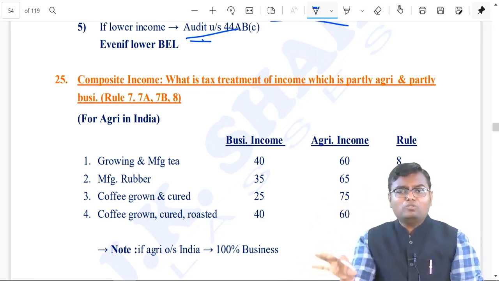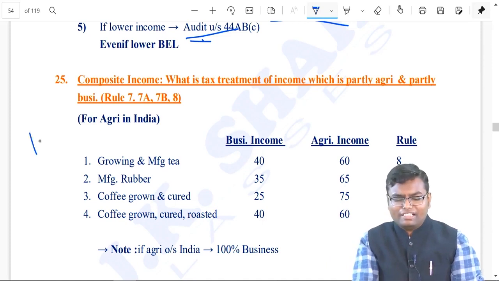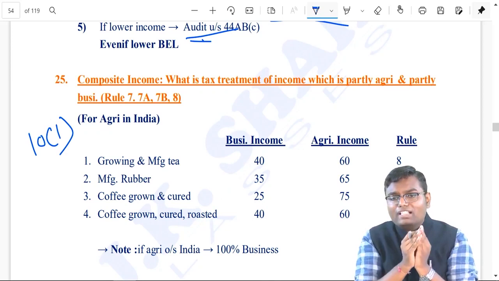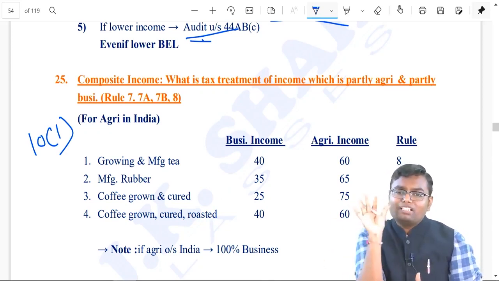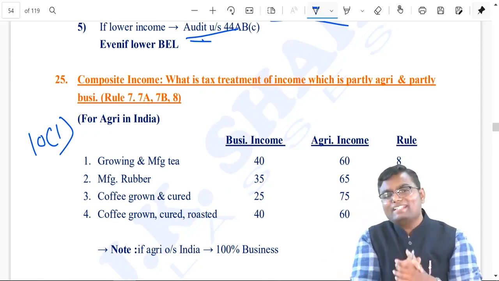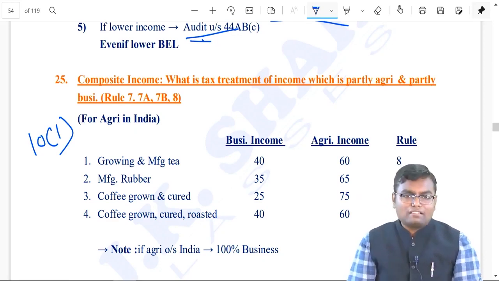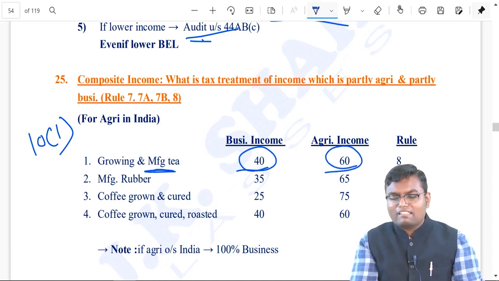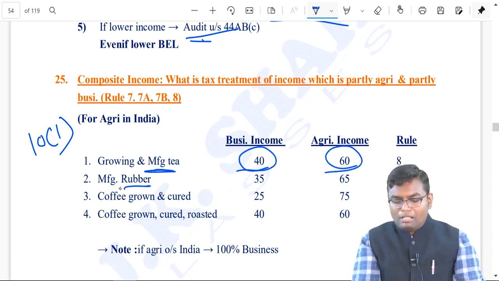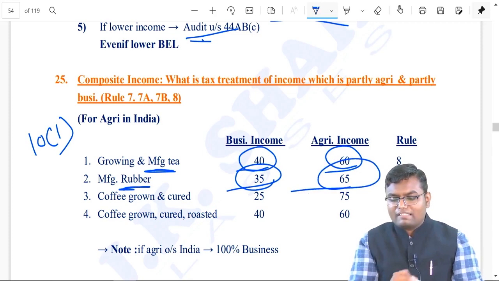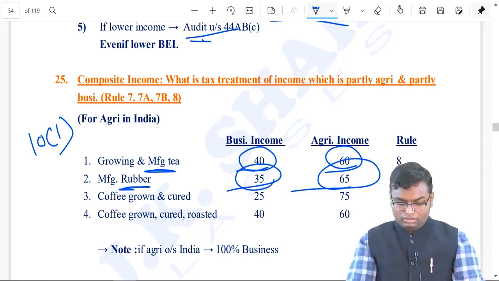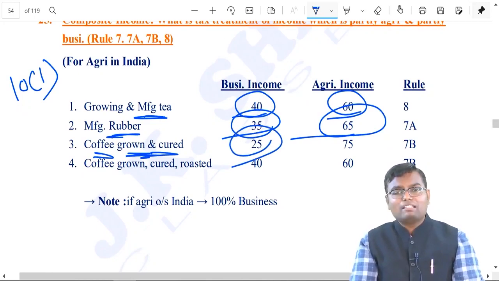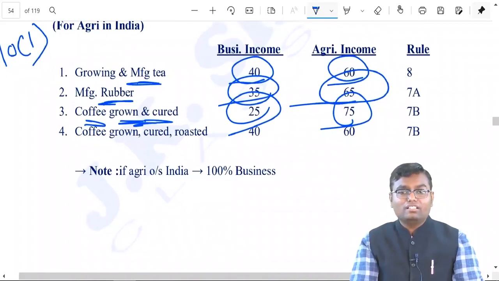The income related to agricultural operation is exempt under section 10 clause 1, and PGBP income is taxable. Then from my final net profit, how much percentage will be business and how much agriculture? They have given the answer. If growing and manufacturing tea, then 40% business income, 60% agriculture. Rubber business is there, 35% business, 65% agriculture. If you have coffee grown and cured, 25% business income, 75% agricultural income, which will be exempted.